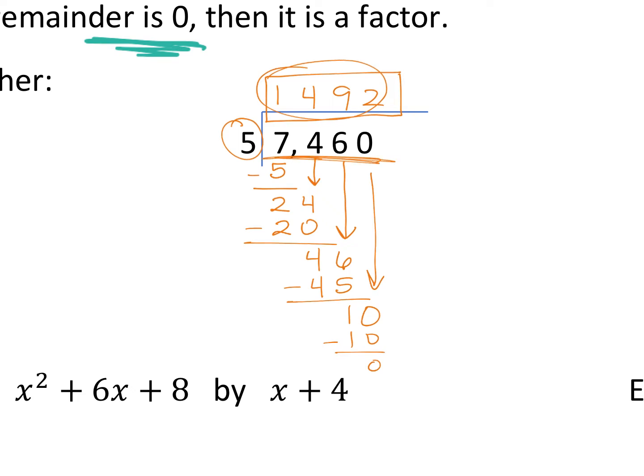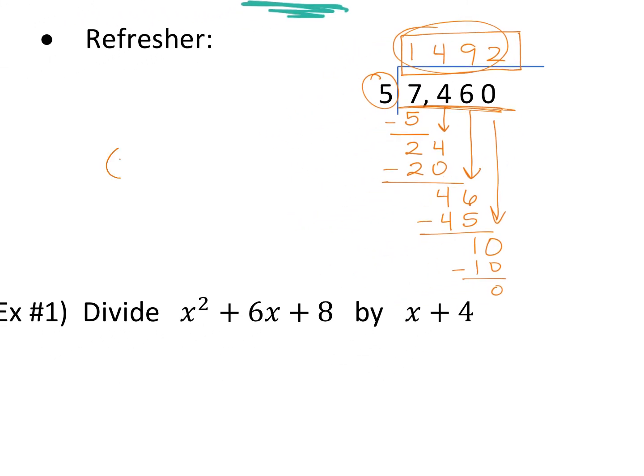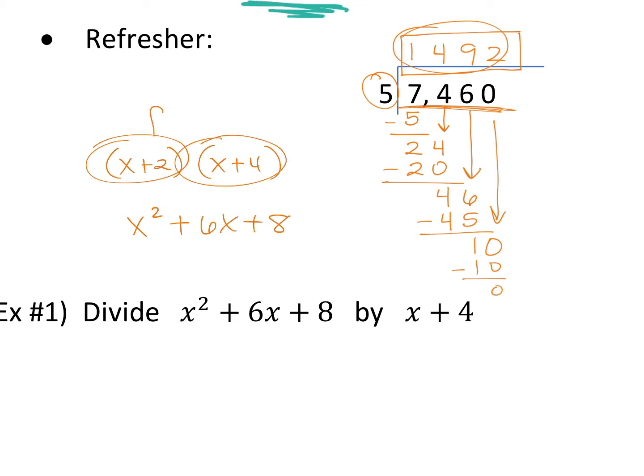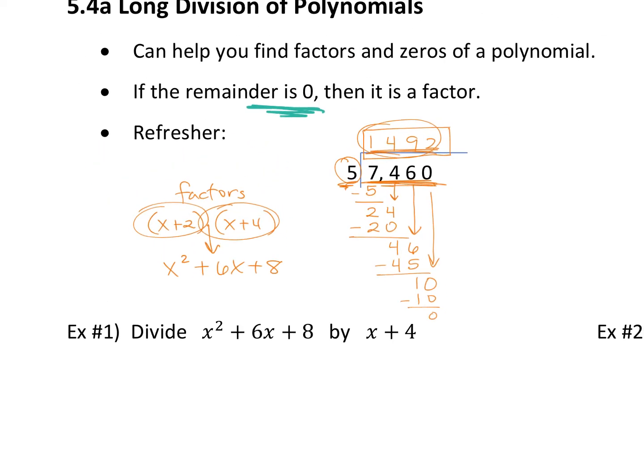Okay, now we're just doing that with polynomials instead. So if I had x plus 2 and x plus 4, we would say those are factors of, if I FOIL this, x squared plus 6x plus 8, right? These are factors of this polynomial, okay? That's essentially the same thing as these are factors of this number. So we're gonna do it very similarly. We're gonna do it using long division. Let me show you what I mean.